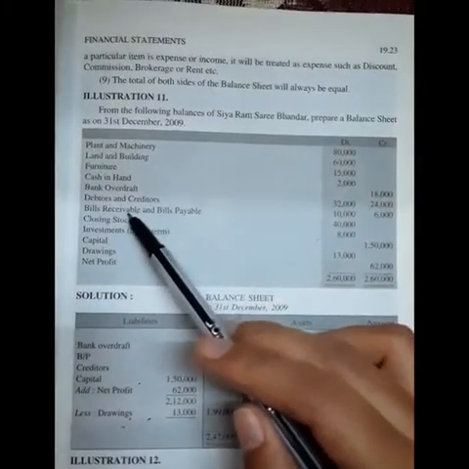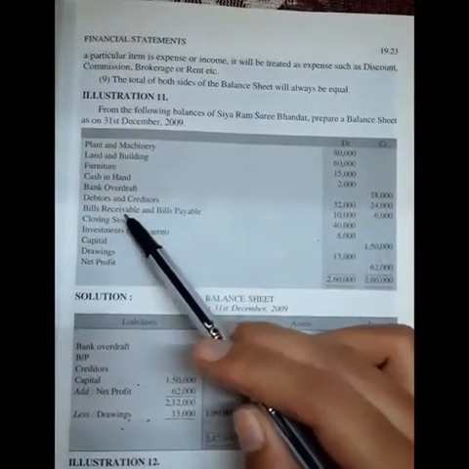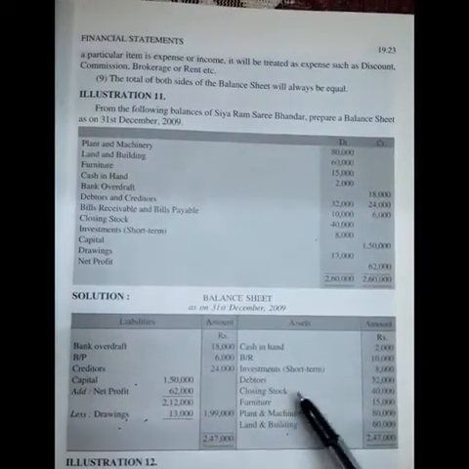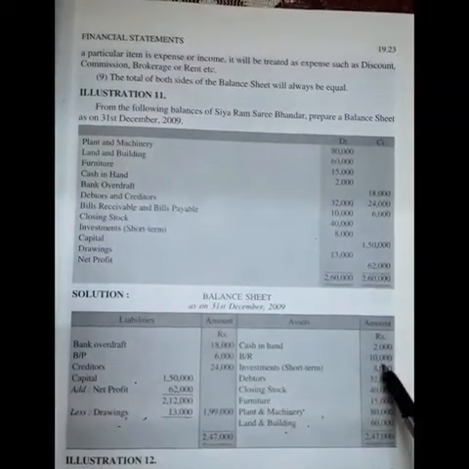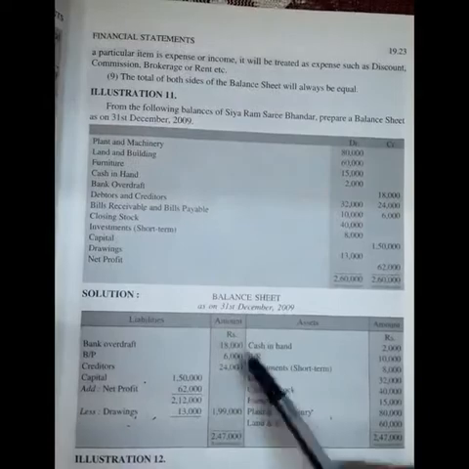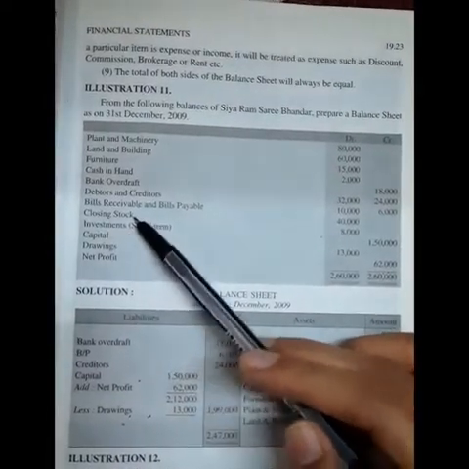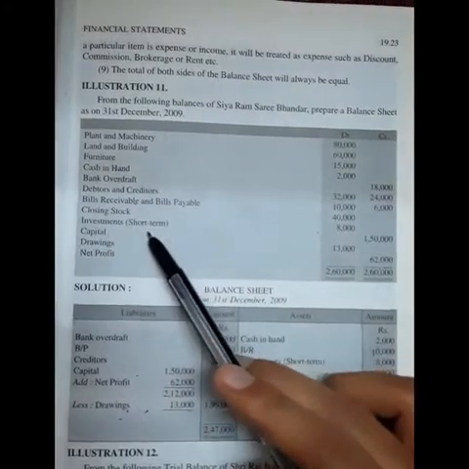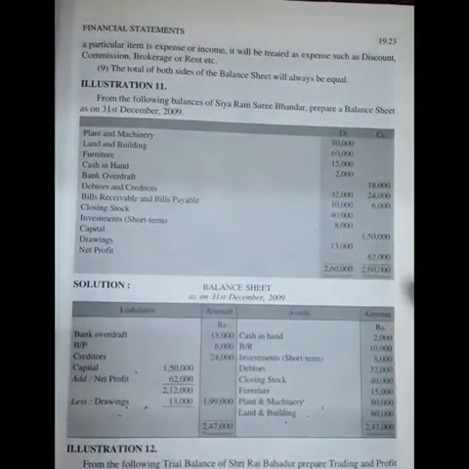Bills receivable is debit and bills payable is credit. Similarly, these amounts are to be shown like this: bills receivable here and bills payable here. Closing stock is an asset. Short-term investment, these are also debit.